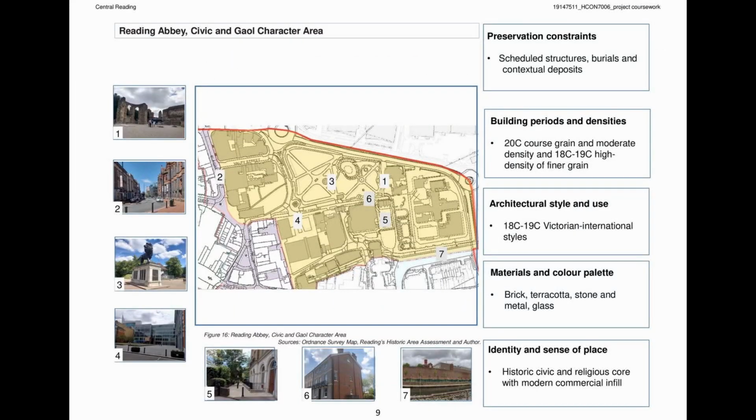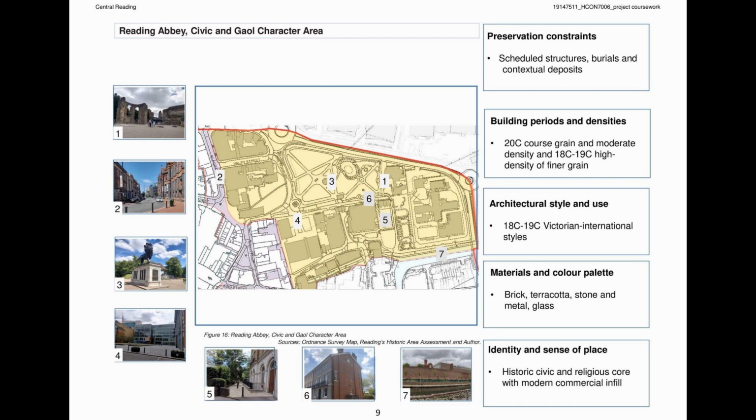In contrast, Reading Abbey, Civic and Jail character area contains an extensive scheduled monument that calls for areas preserved in situ within design guidance, and lesser degrees of protection beyond the surviving remains of the abbey. There are 18th and 19th century civic and residential buildings that are highly decorative, and a number of modern commercial infill buildings of much larger scale and greater height.